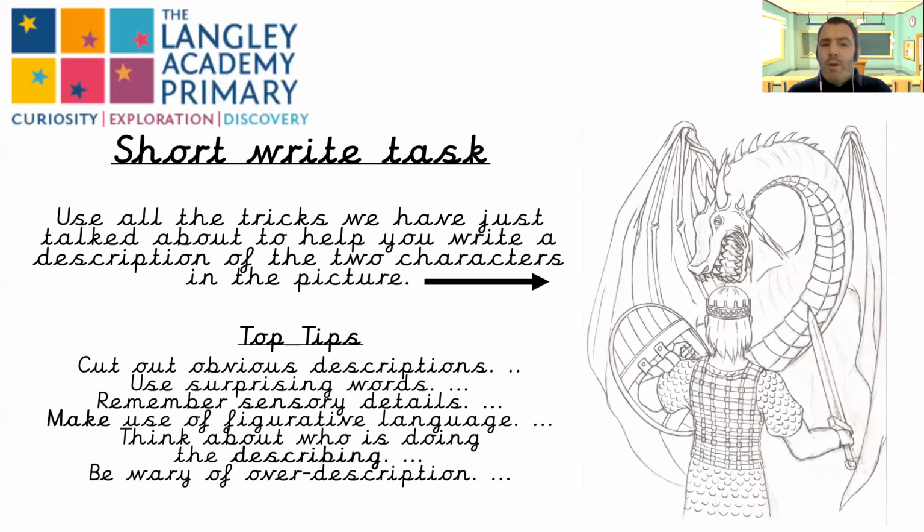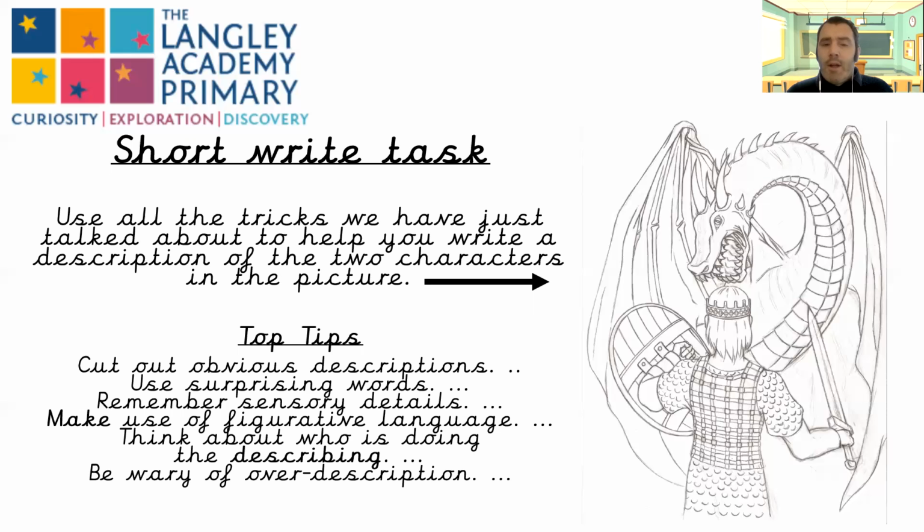Think about who is doing the describing. Are you describing from the point of view of the knight? Are you describing from the point of view of someone who's retelling the story who wasn't actually there? So if we think about Beowulf, we've got the descriptions built into there in our model text. And our final point, be really careful of over description.